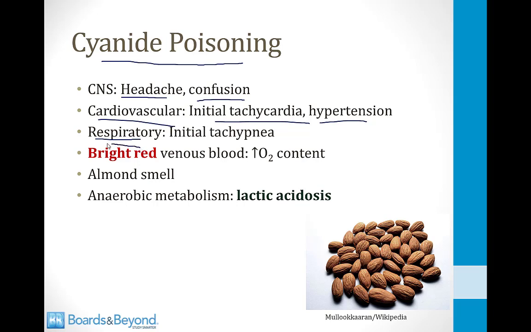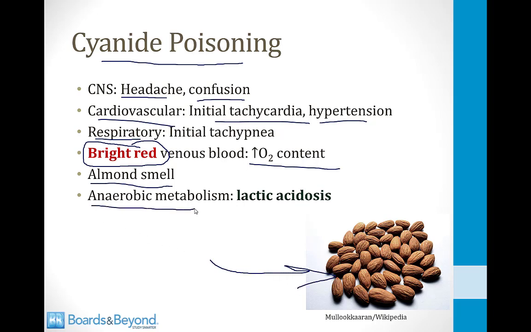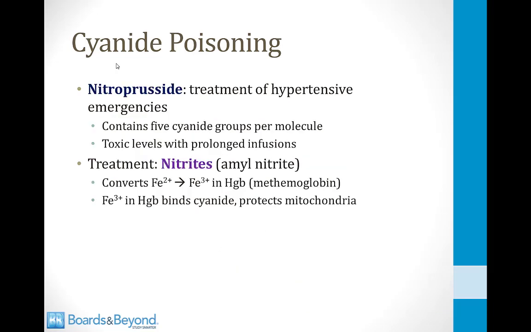Classically, the venous blood is bright red. That's because oxygen is not getting extracted because electron transport is inhibited by the cyanide. Cyanide gas classically has an almond smell, and I put a picture of some almonds on the screen to remind you of that. And the anaerobic metabolism will cause lactic acidosis, which is one of the ways people can die from cyanide exposure.